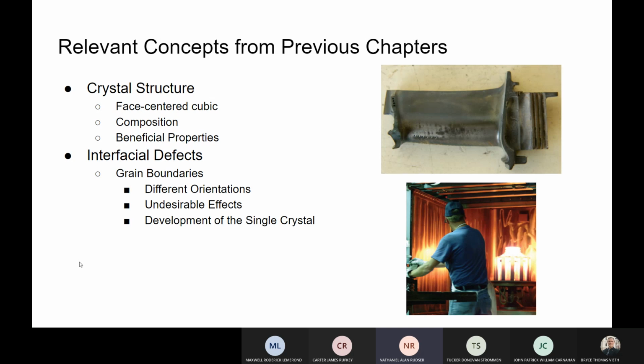This completely eliminated grain boundaries, and this is done in a complex process that includes casting blades with internal cooling channels as well as zones for different compositions and crystallographic structures.